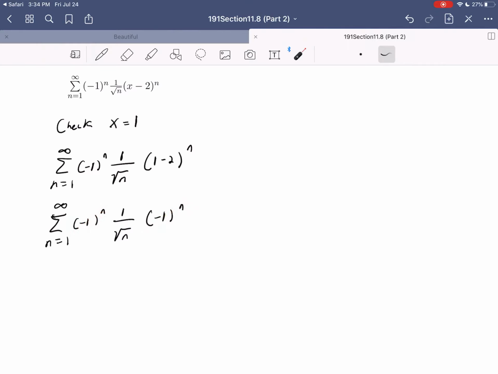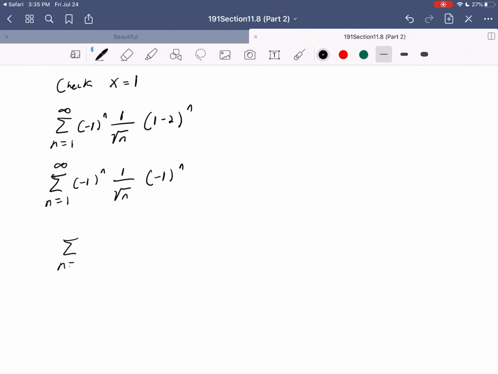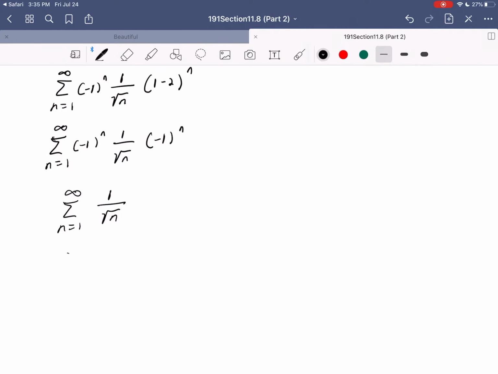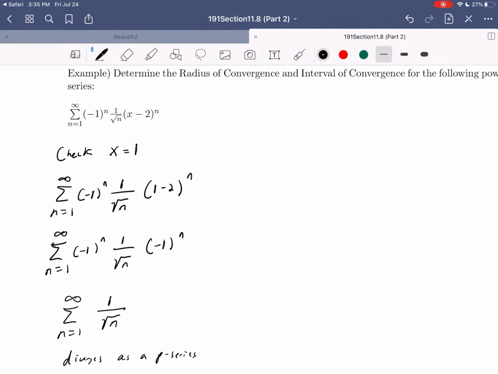You can also think about it this way: if this one is positive, so is this one, and positive times positive is positive. If this one is negative, this one is negative, and negative times negative is positive. So if you have the same alternating piece repeated, it's just going to cancel. So we end up with the sum from n equals 1 to infinity of 1 over root n. What do we know about this? This diverges as a p-series because the power is only 1/2, which is less than or equal to 1. So x equals 1 is not going to be included in our interval of convergence.